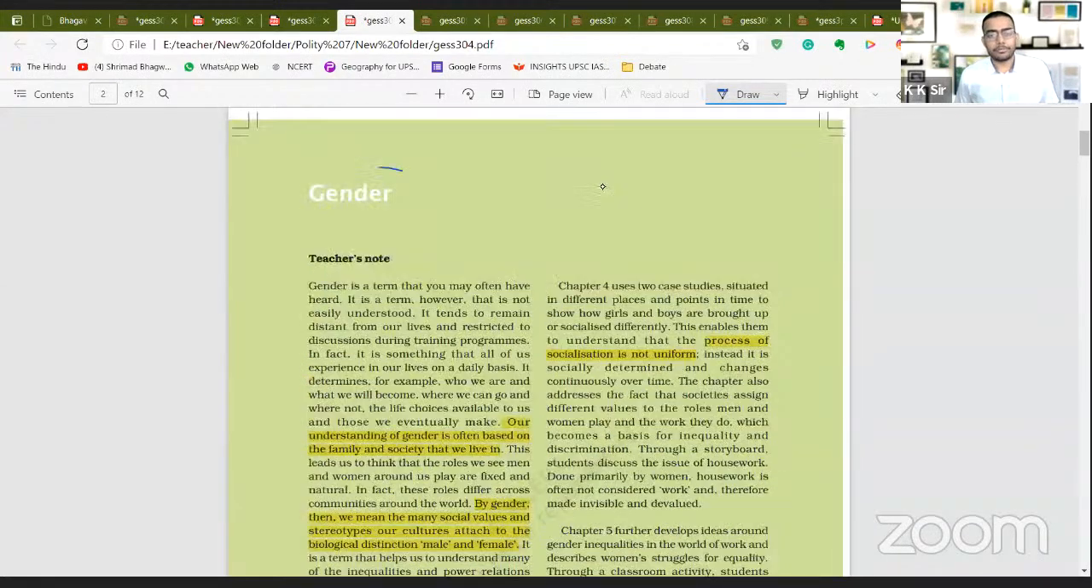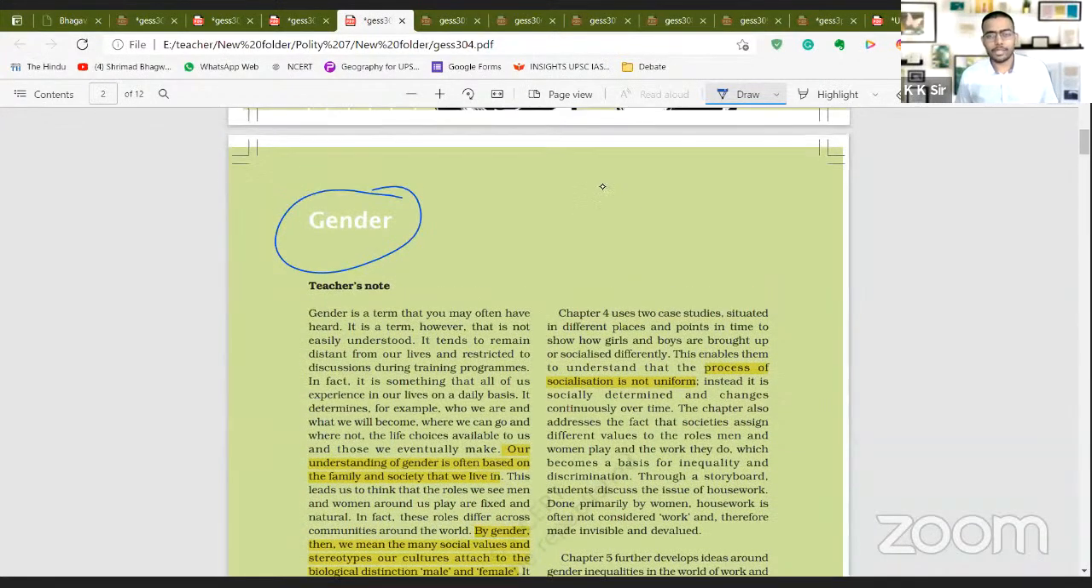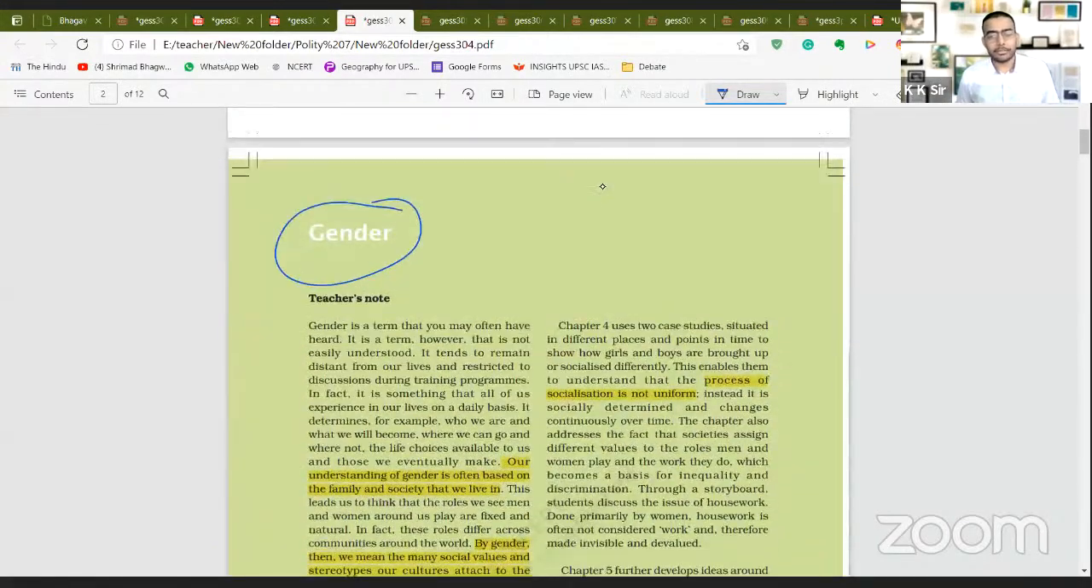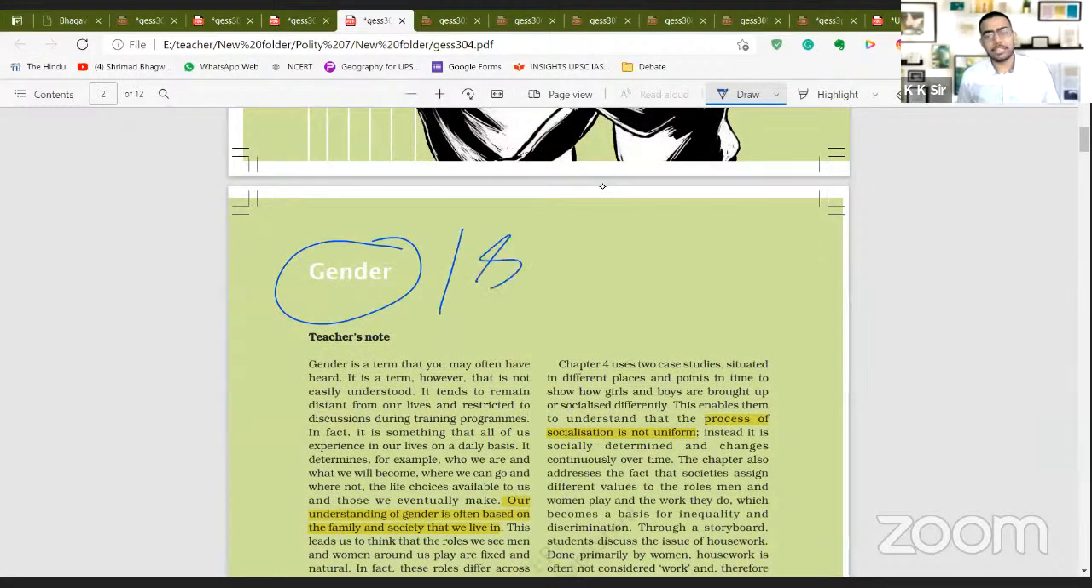Anyway, gender. Everybody knows this. Nothing to explain here, but there are certain things. Can anybody explain to me what is the difference between gender and sex?